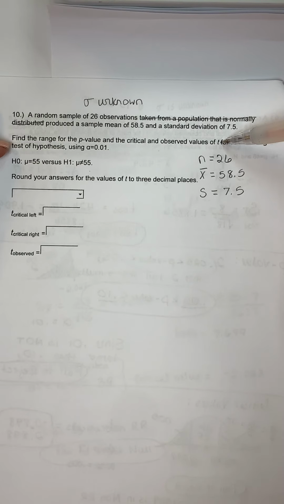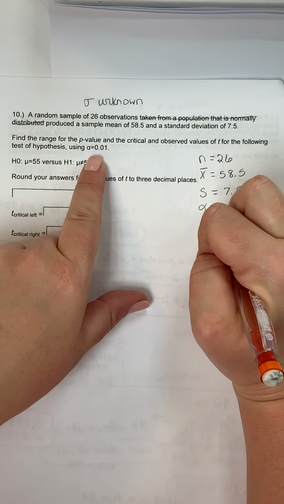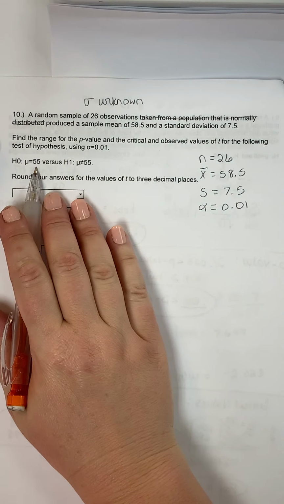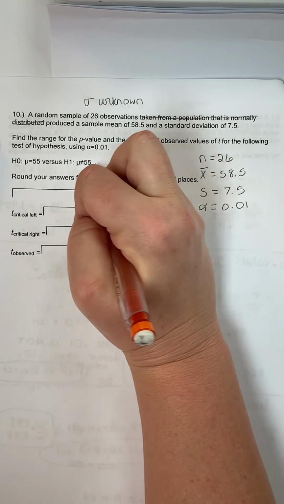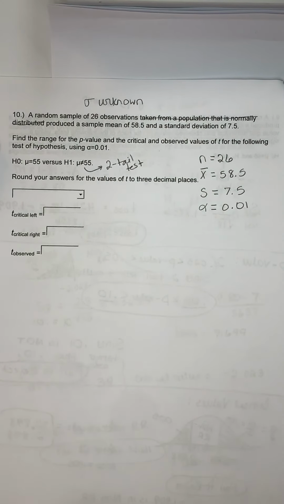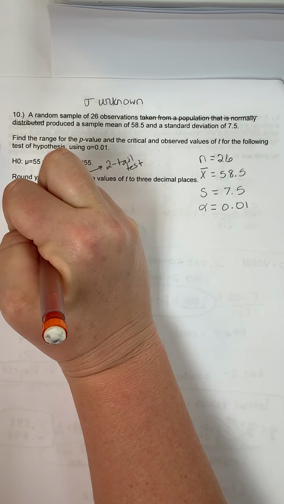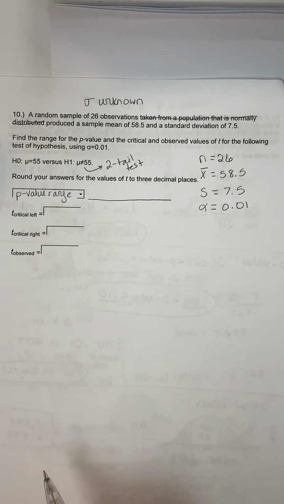Okay, so we're using both approaches again. For the following test of hypothesis, using alpha 0.01. Okay, we have a null of 55 and an alternative of not equal to 55. All right, we're going to practice that two-tailed test again. Okay, so we're going to find all the same information again. Here we go. Don't worry about this weird thing right here. That's actually wants you to say the p-value range. Okay, so that's what's going to want there, p-value range. And then your critical values and then your observed value.